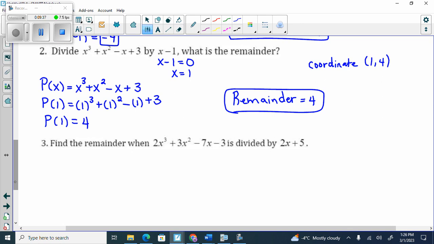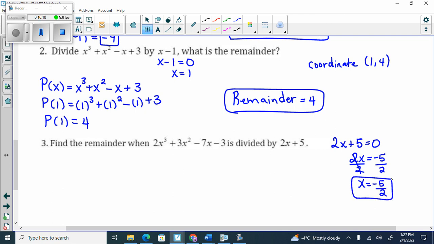Now we have a 2x plus 5. Does that make it any worse? No. 2x plus 5, you just set it equal to what? 0. Isolate x. Negative 5. x equals negative 5 halves.